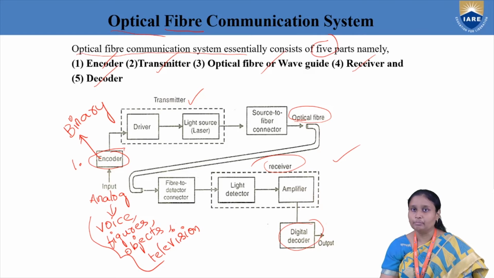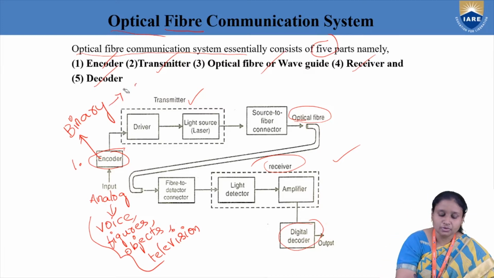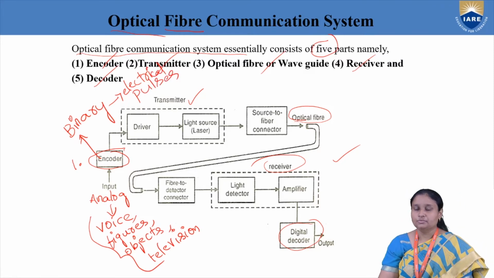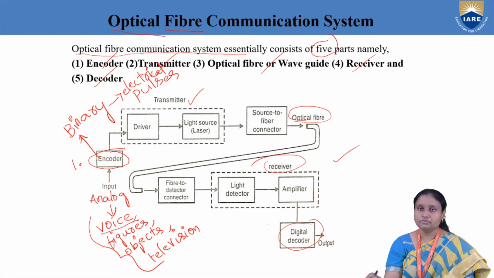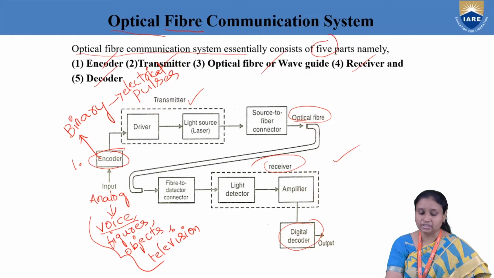So it will convert them into binary data, or we can also say that it will convert our analog information into electrical pulses. The first role played by this encoder is to convert our analog information into electrical form, that is our binary data, 0 and 1. Suppose I am sending my voice: first it is converted into electrical signals, and this is done by the encoder. The encoder is an electronic circuit which converts analog information into electrical signals, or binary data.